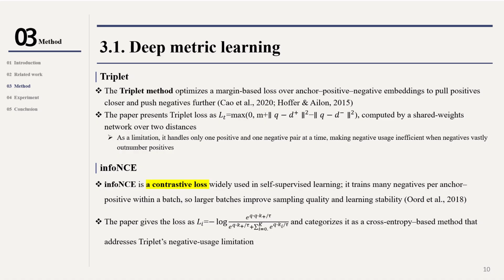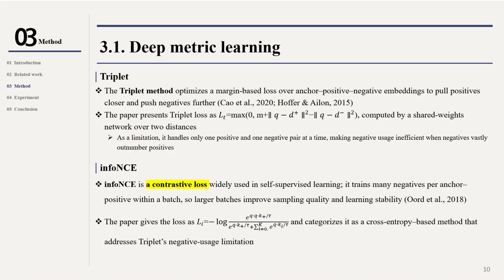InfoNCE is a contrastive loss widely used in self-supervised learning. It trains with many negatives per anchor-positive pair within a batch, so larger batches improve sampling quality and learning stability. The paper gives the loss as follows and categorizes it as a cross-entropy based method that addresses the triplet's negative usage limitation.